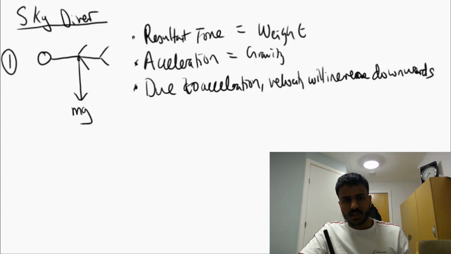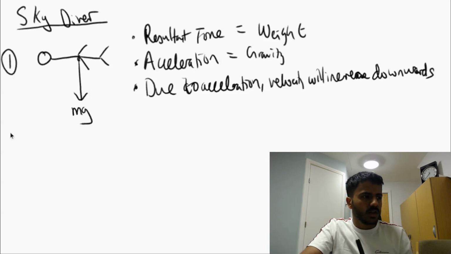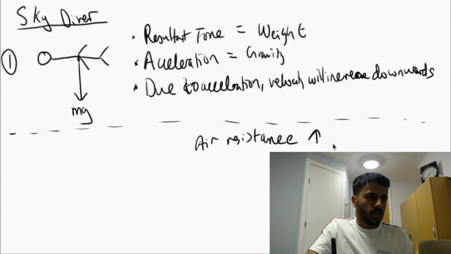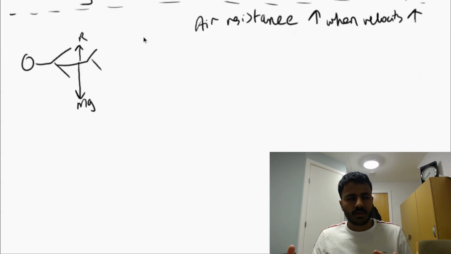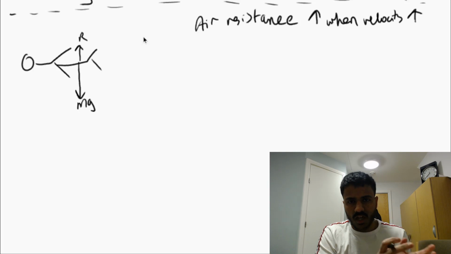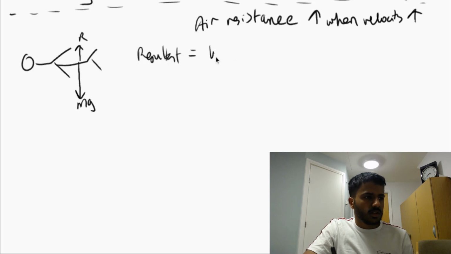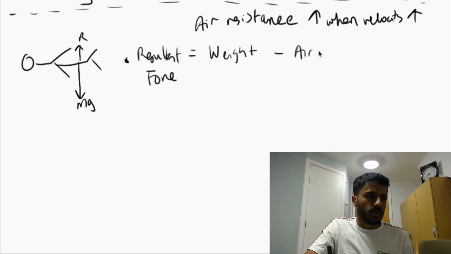Now, as some time elapses, we know that the velocity is increasing. And the one thing that you need to know about air resistance is that air resistance increases when velocity increases. After some time has elapsed, the air resistance acting on the skydiver is going to increase. So, as you can see in this scenario, the resultant force now acting on the skydiver is his weight minus the air resistance force.